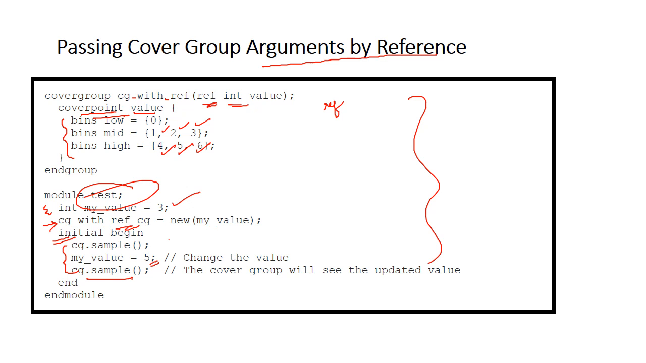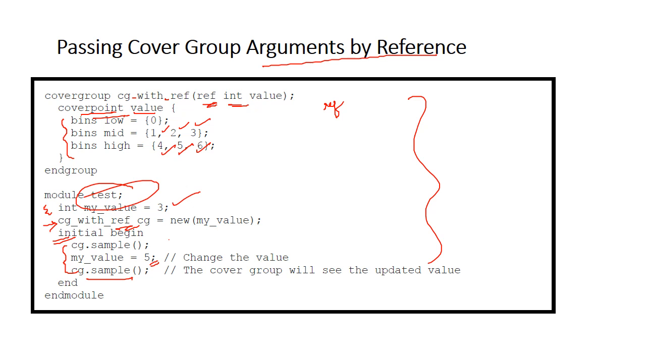Ref is the keyword which we are going to make use of in order to pass the cover group arguments by reference. This is going to take an integer value. So here you can see int value by reference. This ref keyword, which we use in SystemVerilog for passing cover group arguments, is going to ensure that any changes to the values are reflected in the cover group.